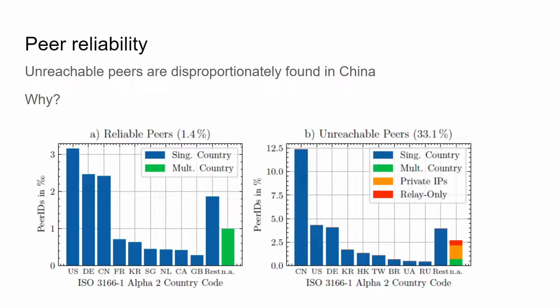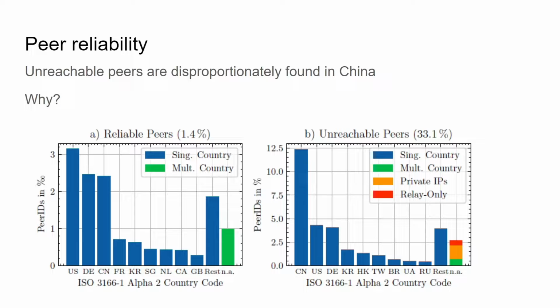These two charts describe the reliability of peers. On the left, we can see that 1.4% of peers are found to be reliable, meaning that they have 90% or above uptime. We can see that the United States and China have a large proportion of these peers, which makes sense if they have a lot of peers in general. However, interestingly, Germany has a greater proportion of reliable peers compared to how many peers it has in general.